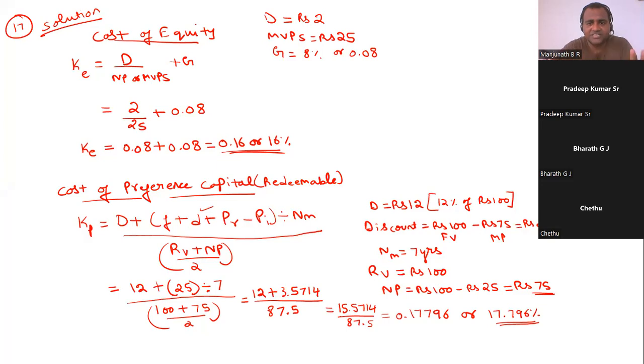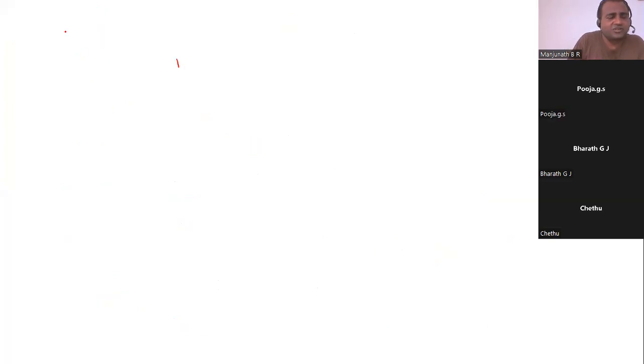So you have the Kp also, right? We did cost of equity, and now we did cost of capital, that is preferential. Any question here? Another question? No, sir. Okay, good. Let us do it together now.